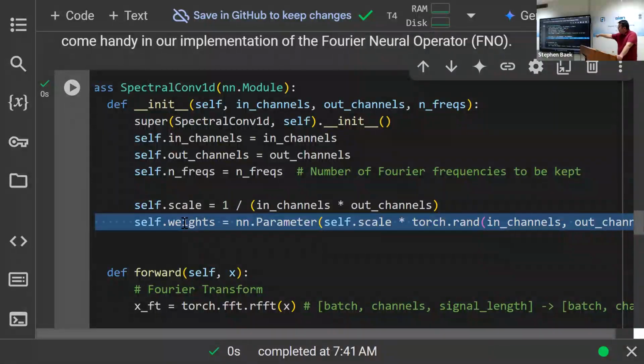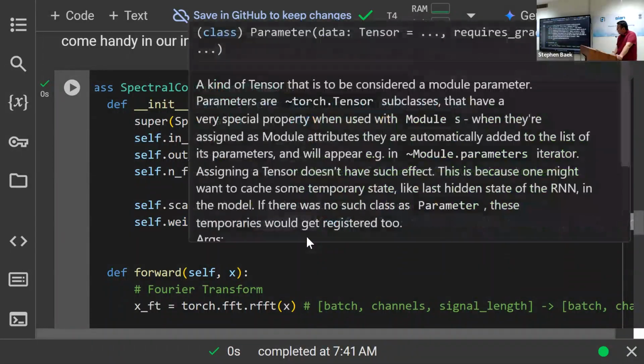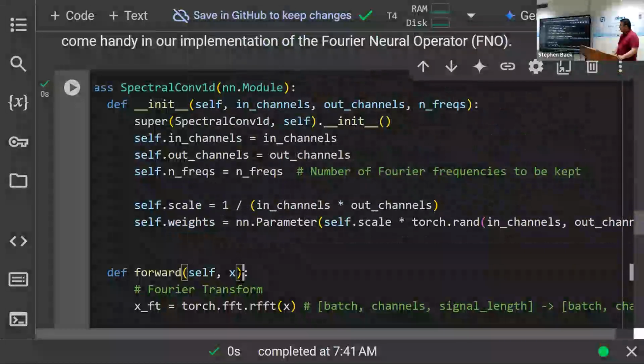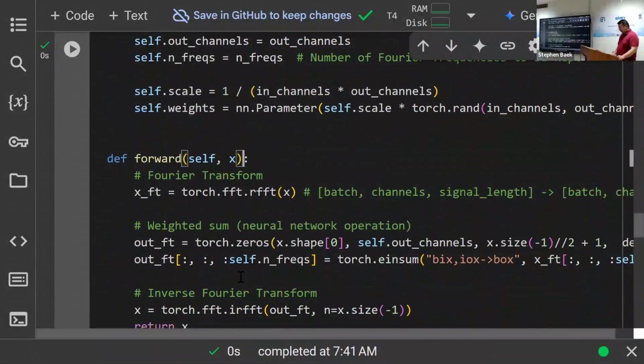So to say that, we put everything inside of an nn.Parameter. And that's how we say that this particular variable over here is going to be the one that we're going to train. We're going to figure it out. Everything else is constant. So these are the things that we're going to tune during the training. All right, any other questions?